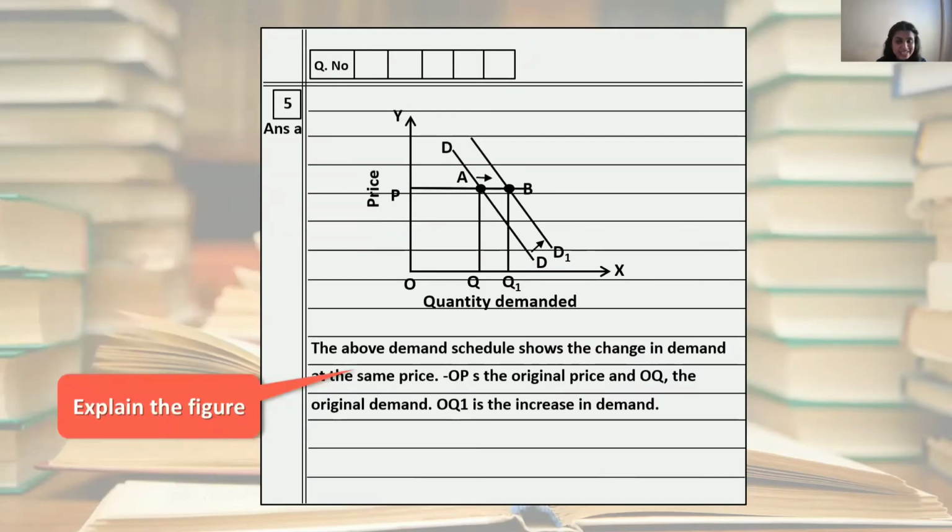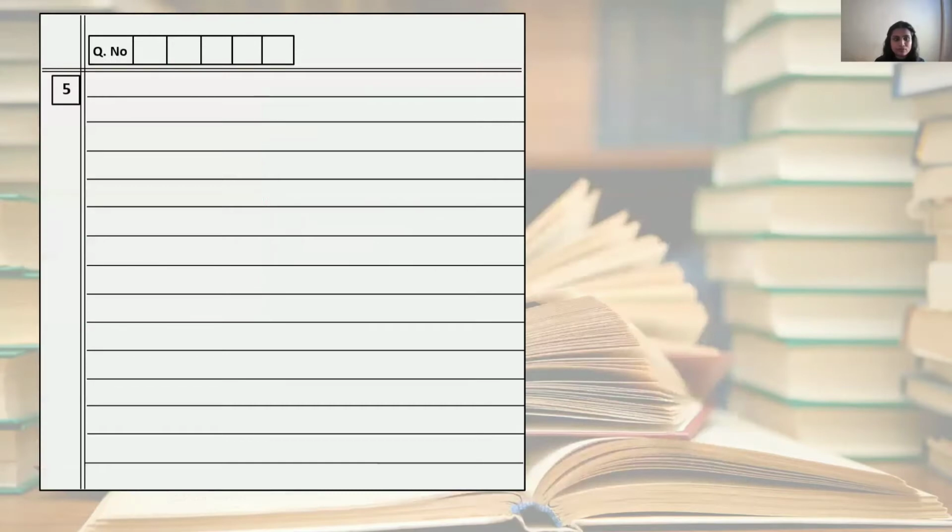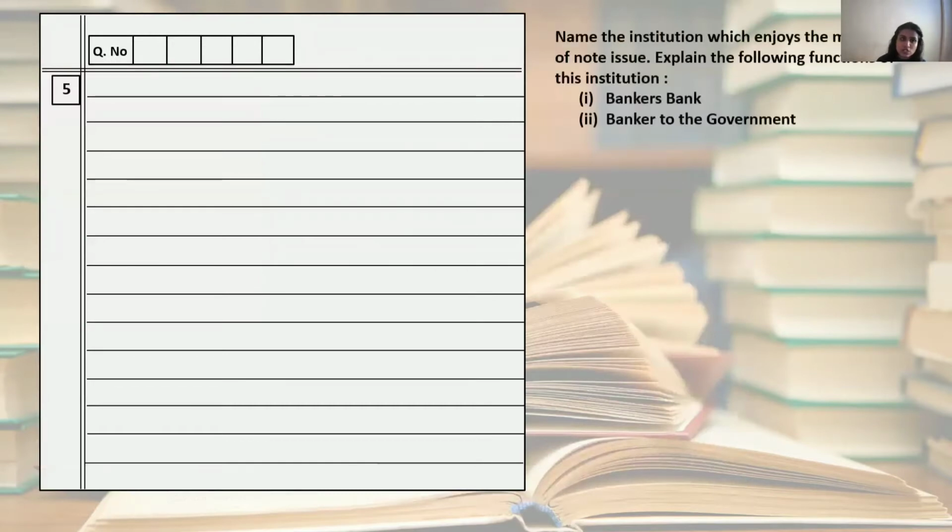But students, if in case it is asked for 2 marks, how will you go about? You will write the meaning, that is you will write increase in demand, and directly jump to the diagram and the explanation. No need to draw the schedule, okay? Yes, for 2 marks as well, you're supposed to draw the diagram.